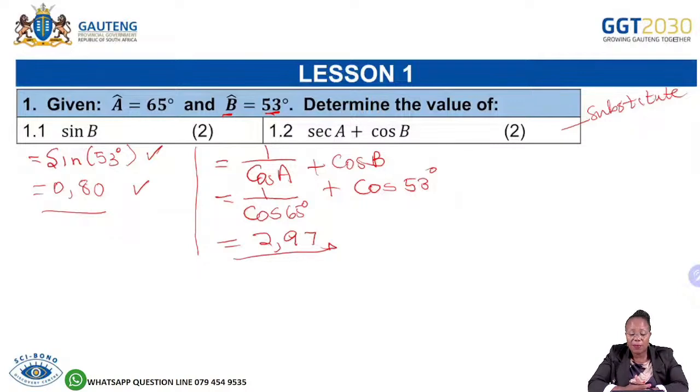And then the first mark will be substituting into the correct reciprocal. This can even be worth 3 marks, grade 12. An examiner can give a mark for changing the sec into its reciprocal, the second mark for the substitution, and the third mark for your final answer. This can be worth up to 3 marks.